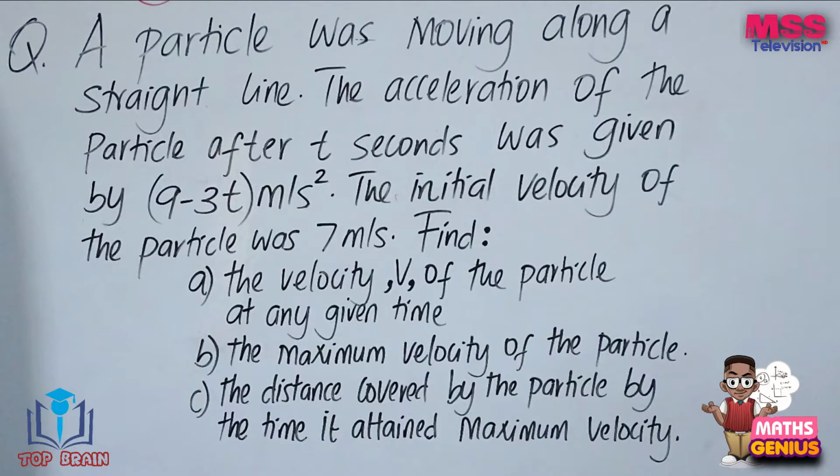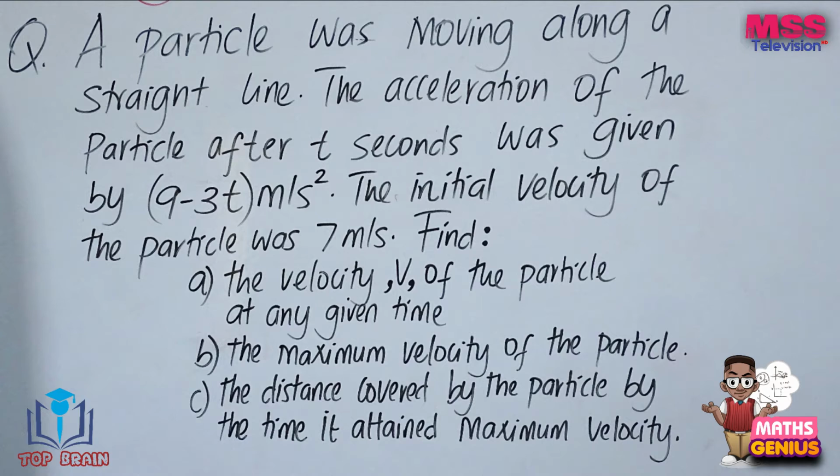A particle was moving along a straight line. The acceleration of the particle after t seconds was given by (9 minus 3t) meters per second squared. The initial velocity of the particle was 7 meters per second.